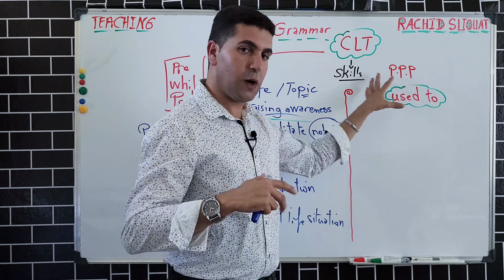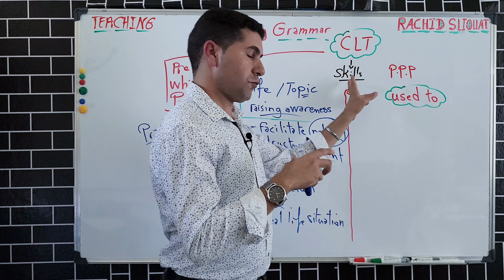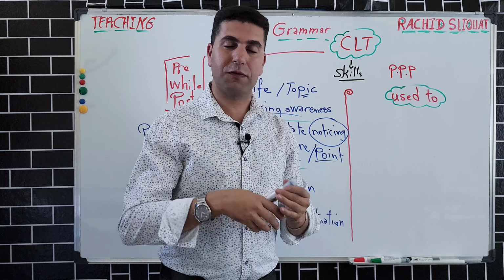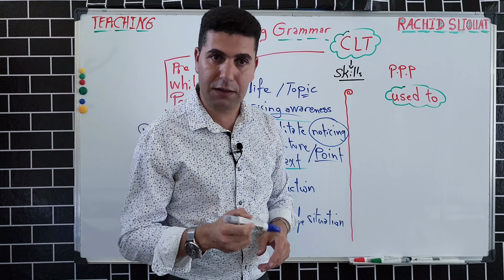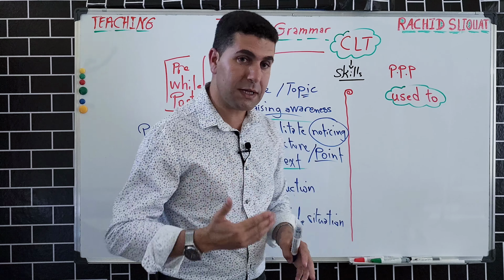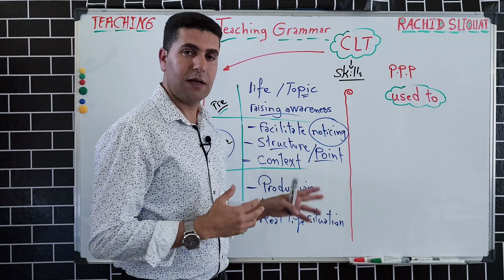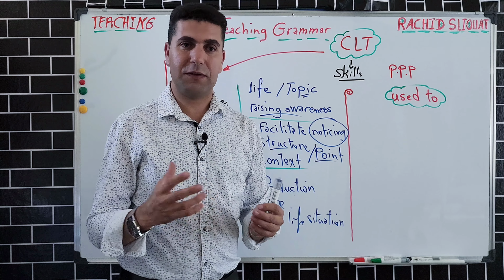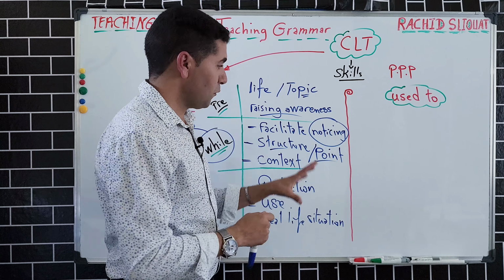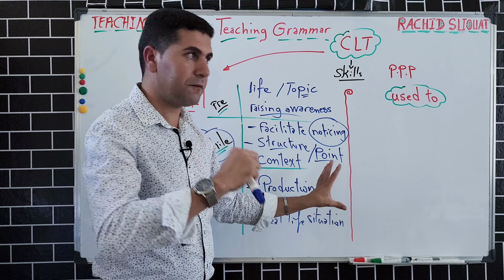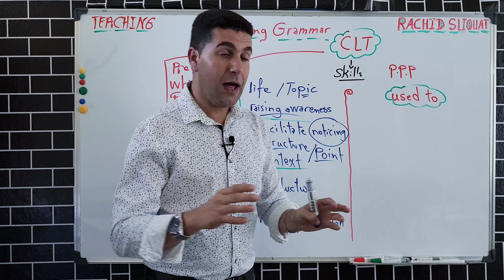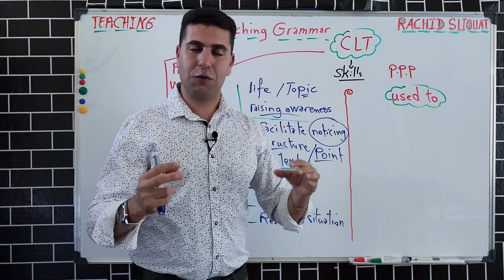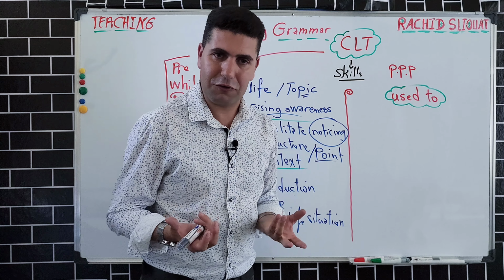So as you can see, while doing this lesson, we integrate the skills. So we have speaking, we have listening, we have writing, and also reading. If, for example, in the context it is a text or a dialogue, students are going to read. So in this lesson, we have the integration of the four skills. Okay, so this is how we can teach a grammar lesson with the communicative language teaching approach.